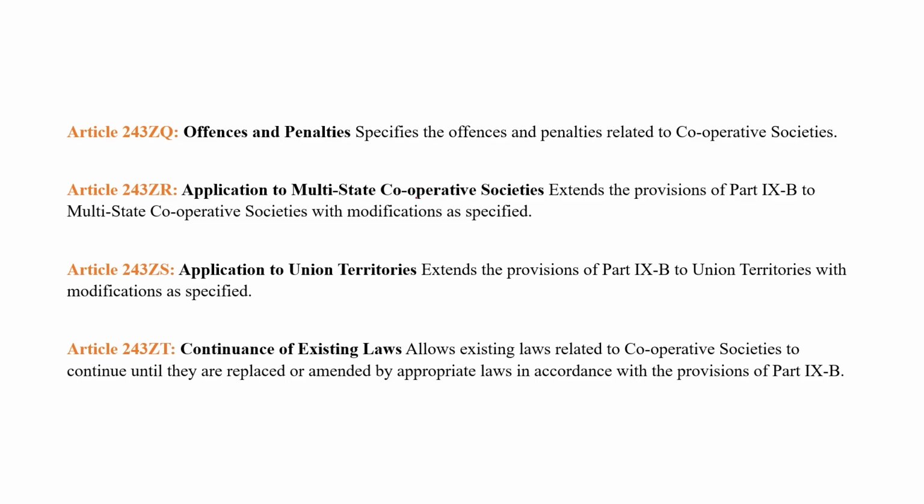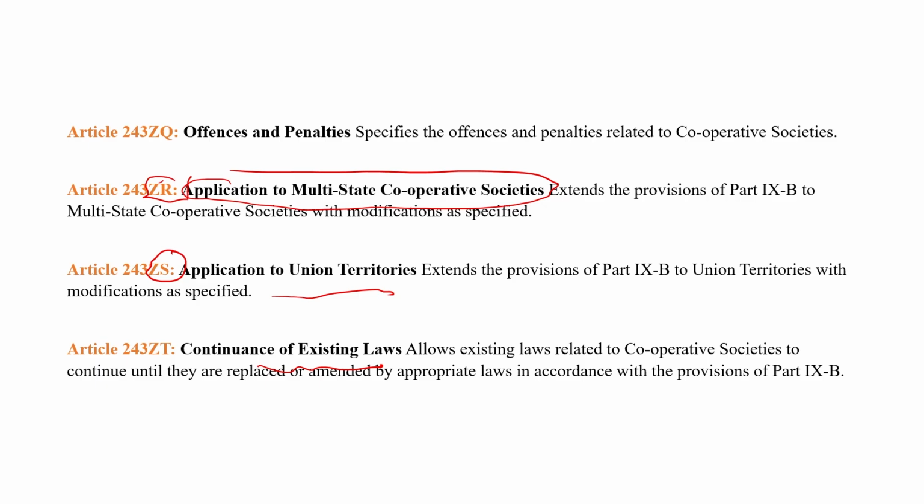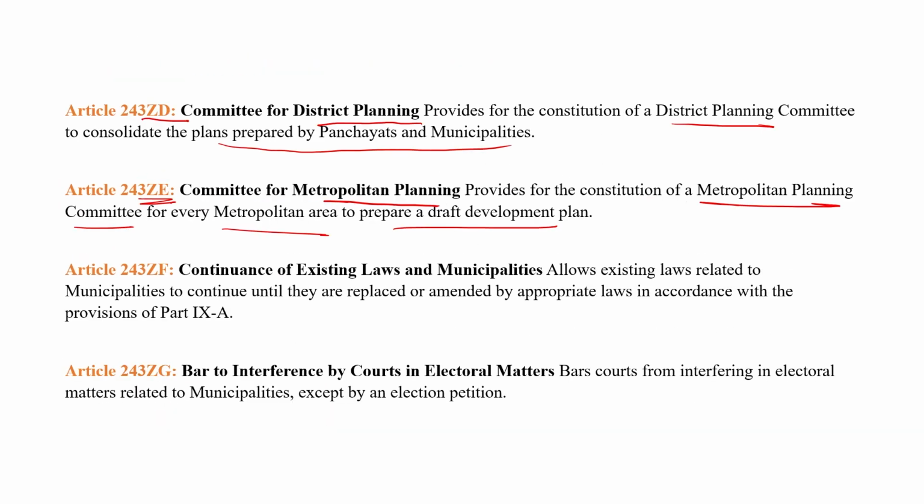And if there is a multi-state cooperative society, then what are the applications for multi-state cooperative societies? This is mentioned under Article ZR. ZS explains the application to union territories and the criteria to form a cooperative society in any union territory. And ZT explains the continuation of existing laws related to cooperative societies. Clear? So let's quickly revise the session.